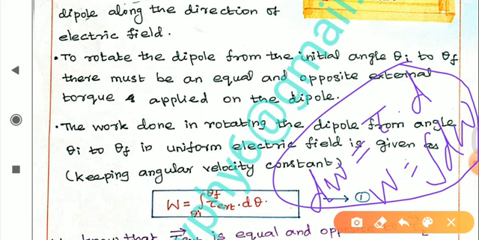dW is equal to torque times d theta. Then to find the total amount of work done, we have to integrate. If there is a limit, we substitute the limit. That is what we have given here. Theta I is the initial angle, theta F is the final angle. So the limits are there. We can substitute W is equal to the integral from theta I to theta F of external torque into d theta. Right.